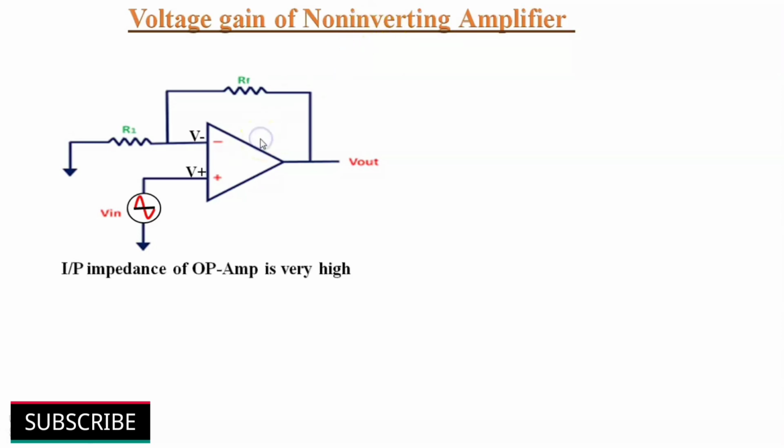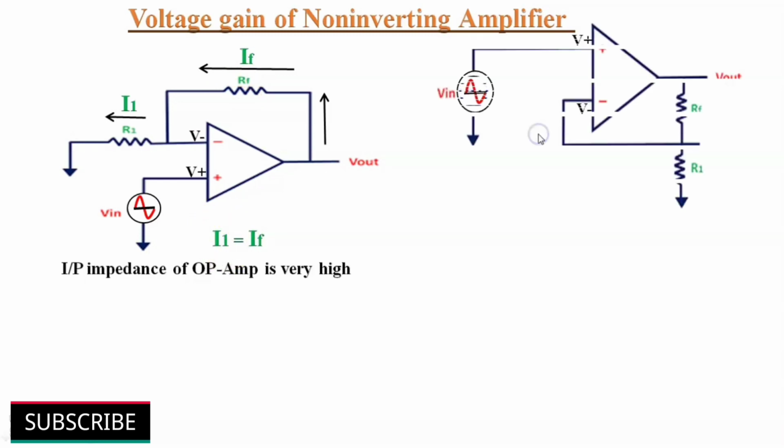Let us observe the closed loop voltage gain of non-inverting amplifier. Since the input impedance of op-amp is very high, all the current that flows through feedback resistor RF also flows through R1. So we can say current through R1, that is I1, is equal to current through RF, that is IF. I1 is equal to IF. To understand the concept easily, we can draw the same circuit like this. Here we can observe the series combination of resistors RF and R1, so the output current flowing through them is the same. I1 is equal to IF.